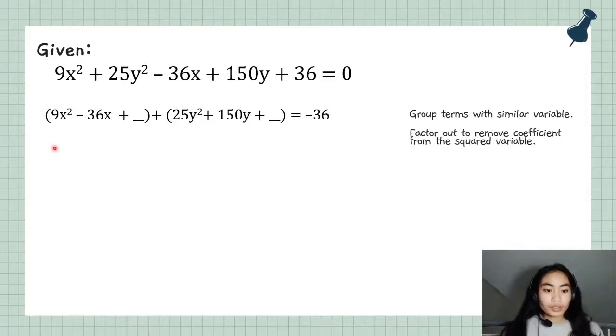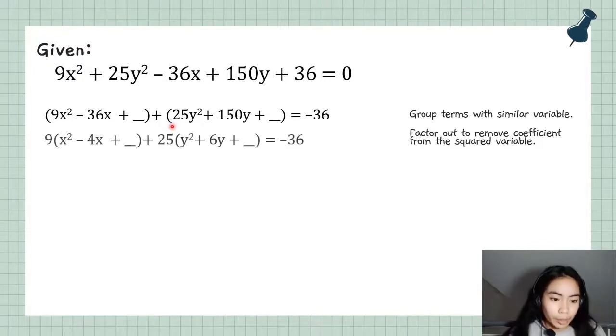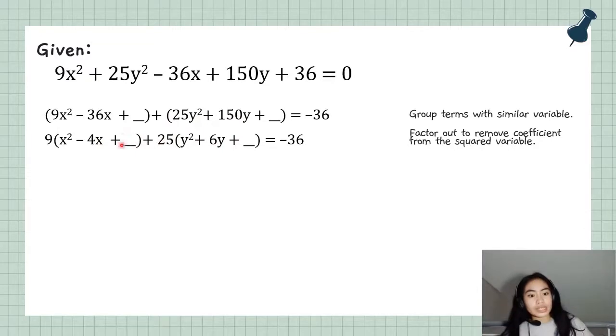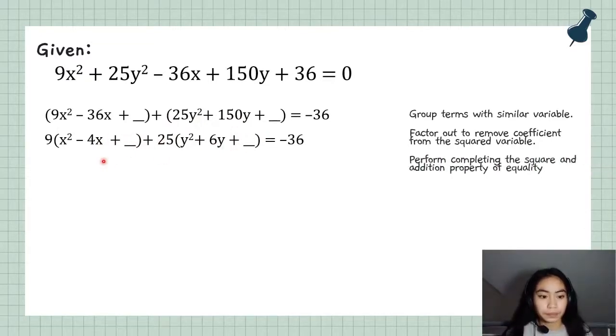And then we factor out to remove the coefficient from the squared variable. So we need to factor the 9 here and the 25 here. So negative 36 divided by 9 will be negative 4, and 150 divided by 25 will be 6. And take note, we always leave a blank right here so that we can complete the squares later on.